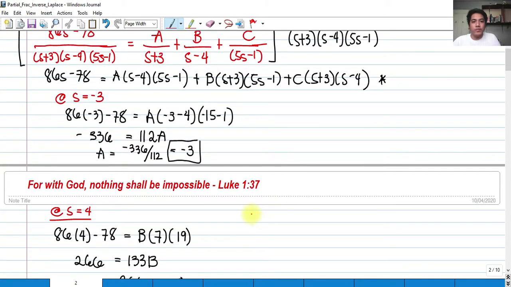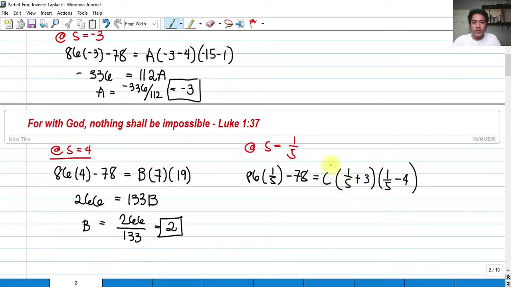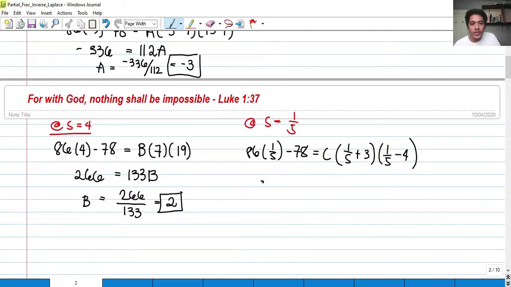So if we substitute s equal to 1/5, we have 86 times 1 over 5, from this equation, minus 78 is equal to, this is 0, and this is also 0. Then we have C, we have 1/5 plus 3, then we have 1/5 minus 4 for our values. If we compute, as we can see, we can compute C. If we evaluate this, this would be C times negative 304 over 25. That is equivalent to the operation of this, which should be negative 304 over 5.